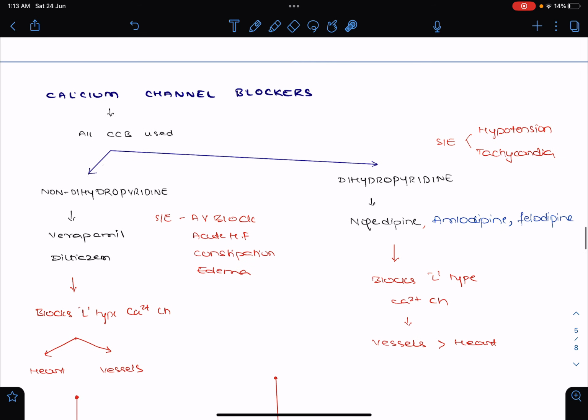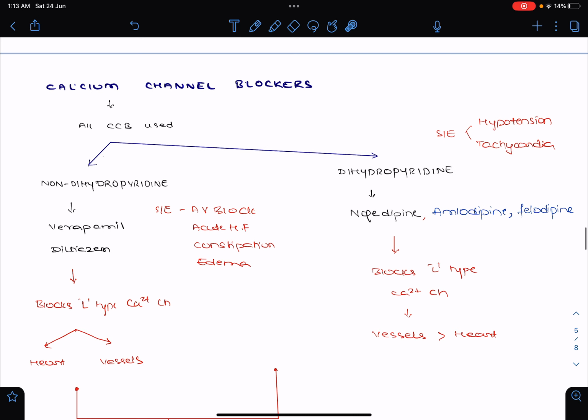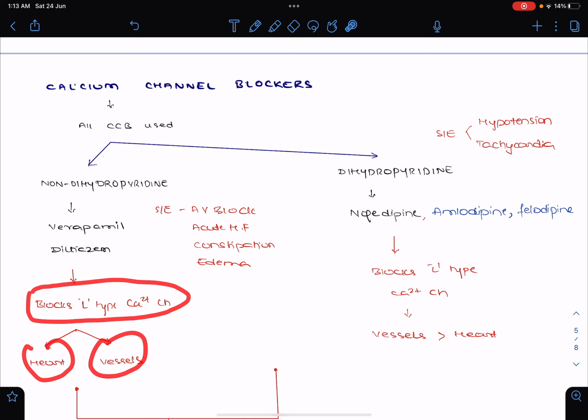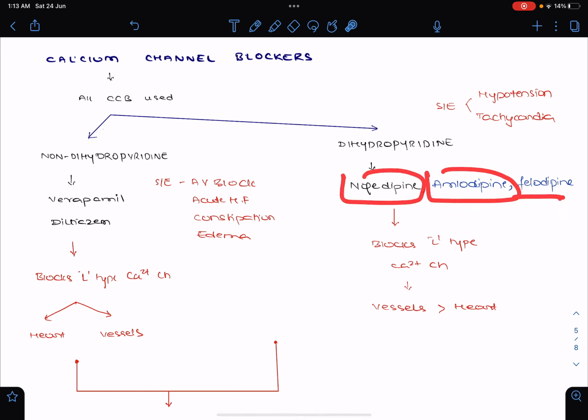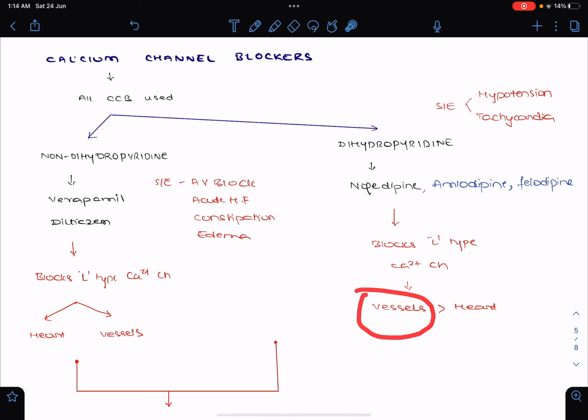So next, moving on to the calcium channel blockers. So all the calcium channel blockers can be used to treat the angina. So calcium channel blockers are divided into non-dihydropyridines as well as dihydropyridines. Under non-dihydropyridines, we have verapamil and diltiazem. So these drugs are going to block the L type of calcium channel both on the heart as well as the vessels. Whereas the dihydropyridines, examples are nifedipine, amlodipine and felodipine, they block the L type of calcium channels in the vessels more compared to the heart. So dihydropyridines will act more predominantly on the blood vessels compared to the non-dihydropyridines. Non-dihydropyridines will have predominant effect on the heart.